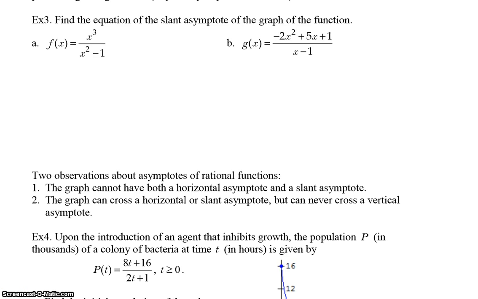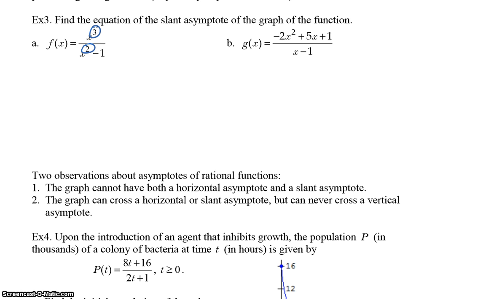Continuing with section 3.6, let's look at example 3 for some examples of finding the equation of a slant asymptote. For part A, we have f of x equals x cubed over x squared minus 1. First of all, notice the degree of the numerator is exactly one more than the degree of the denominator. So in such a case, you should be able to find the equation of a slant asymptote. The way that we're going to do that is to do a division. X cubed over x squared minus 1 is the same as x cubed divided by x squared minus 1.